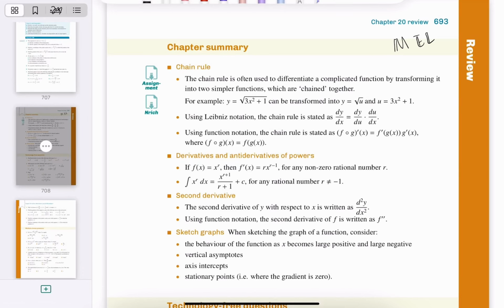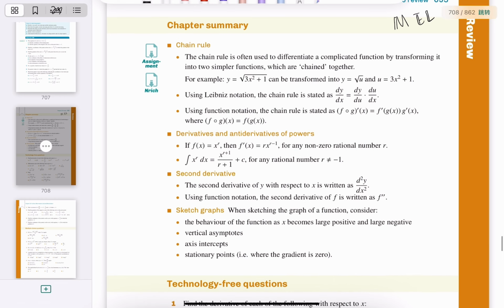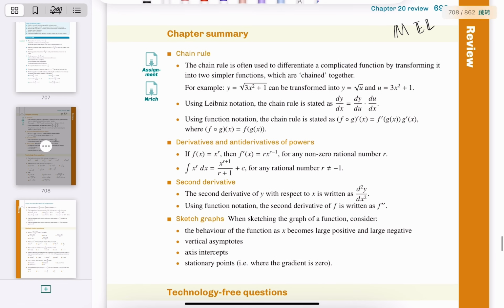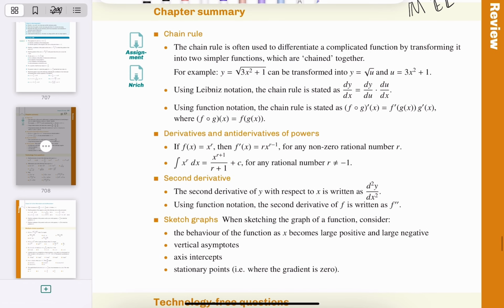Hi, this is Mel. Today we're going to go through chapter 20 of VCE Math Methods Units 1 and 2. This is about differentiation of functions. So, a quick summary about this.